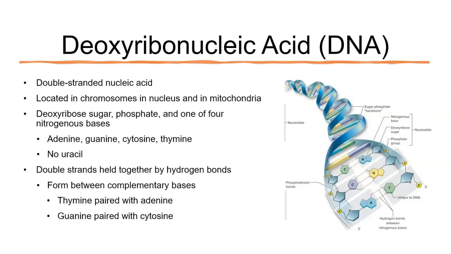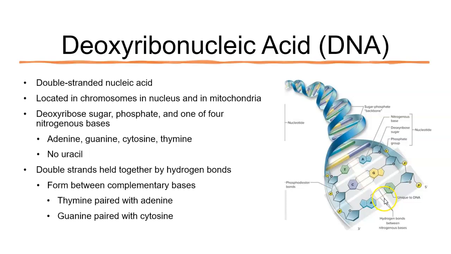So when you think about that structure of the nucleotide, you've got the deoxyribose sugar, the phosphate, and one of those 4 nucleic acids. So if you look over here at this image, you can see we've got A's, T's, C's, and G's. So no uracil, remember that's the one that's only found in RNA. So we've got 2 strands of A's, T's, C's, and G's. These little dotted lines between them are hydrogen bonds.